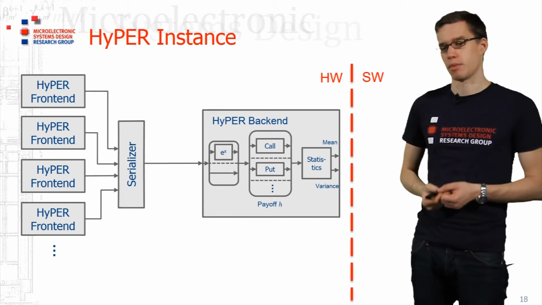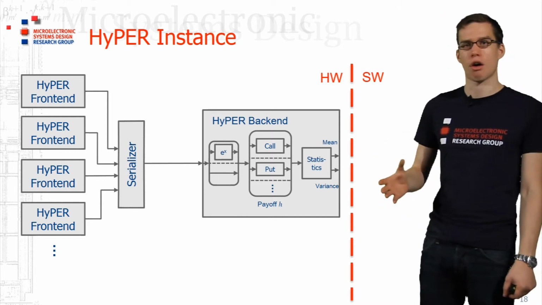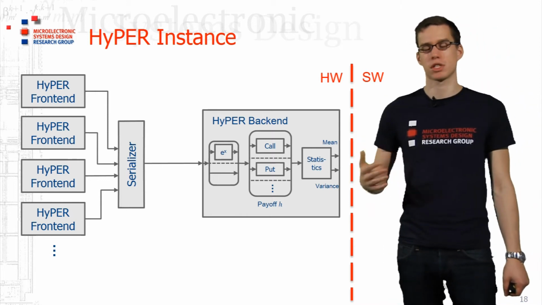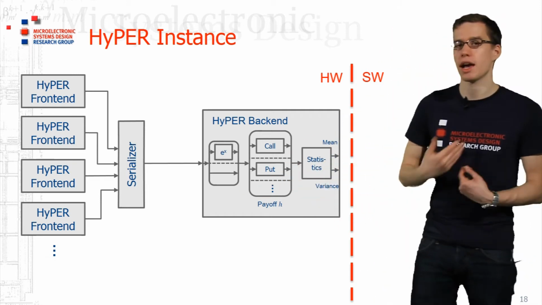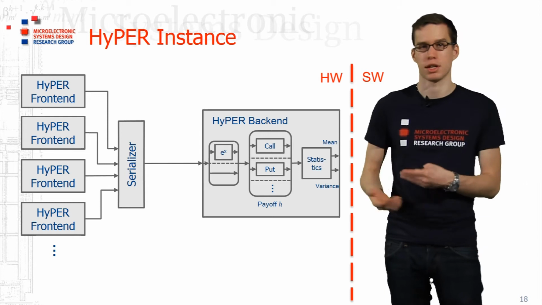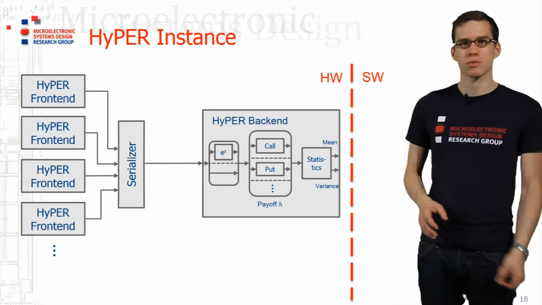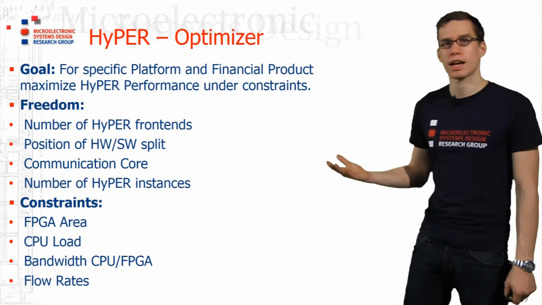That's why we use an optimizer. We don't have to make this decision all up front. We don't have to do it now. We can leave it to the platform. So the platform decides at runtime how to partition it. And we can model that with an optimizer.